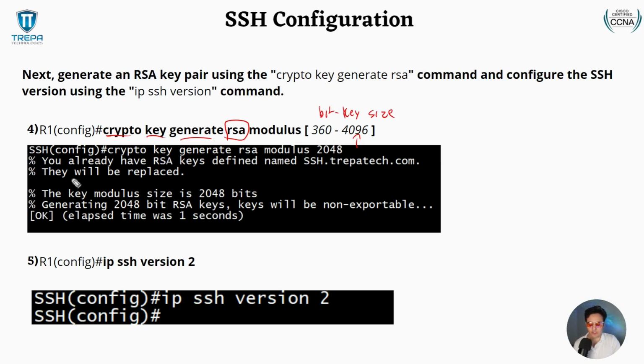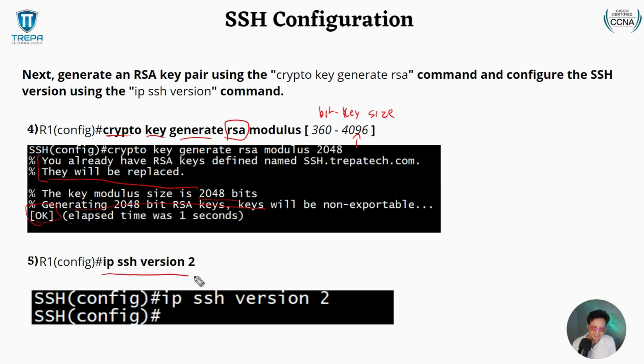And when we execute it here, you're going to see some output. It's not an error. On this device, I already had an RSA key pair defined, so this is just letting me know it's going to be replaced. Then it says the key module size is 2048 bits and it's generating it for us. Then it says okay, and that's it. We created SSH.